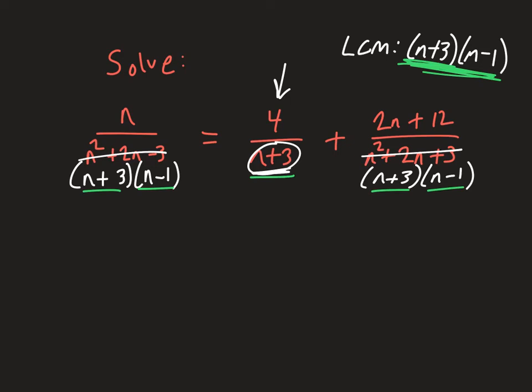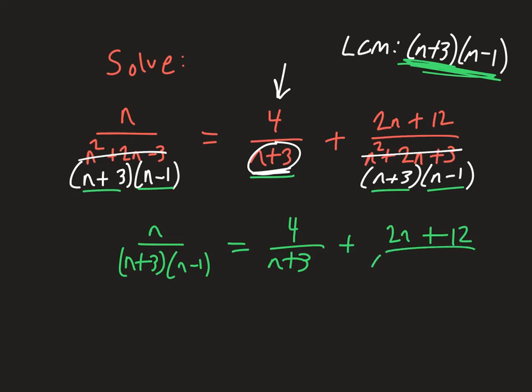Okay, so let me just clean this up a little bit, and then we will do the multiplying. So we have n plus 3. I'm just rewriting the term here a little neater. And what we are going to do is multiply the entire equation by n plus 3 and n minus 1. Okay, so let's do that. Multiply the entire equation by n plus 3 and n minus 1. And I want to leave them separate like that. I don't want to FOIL that out.